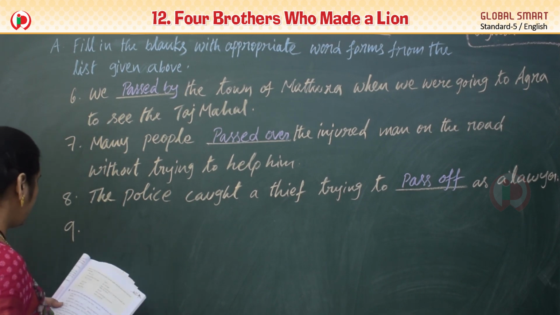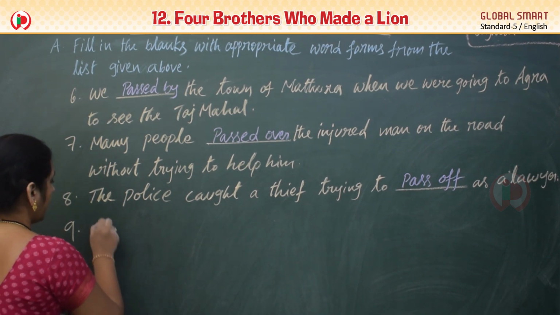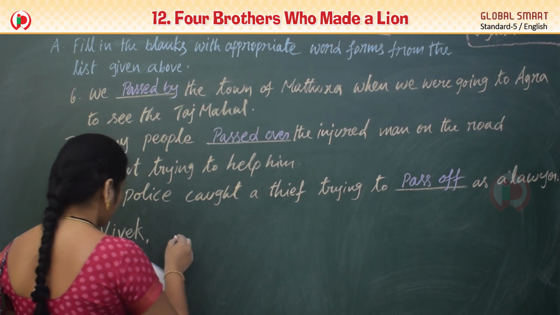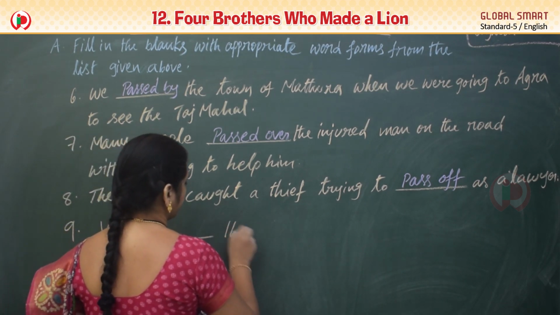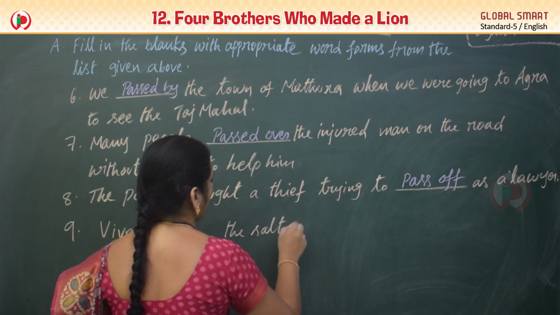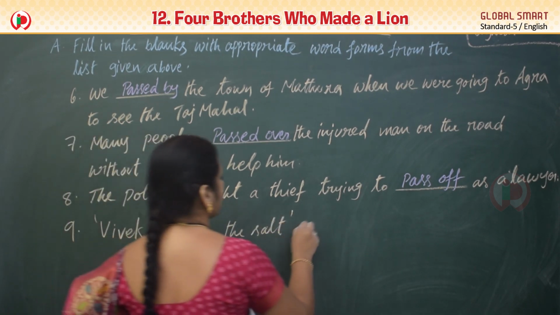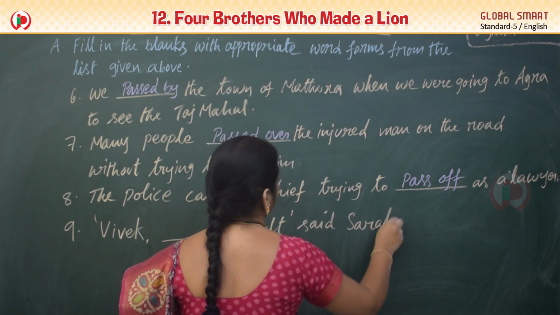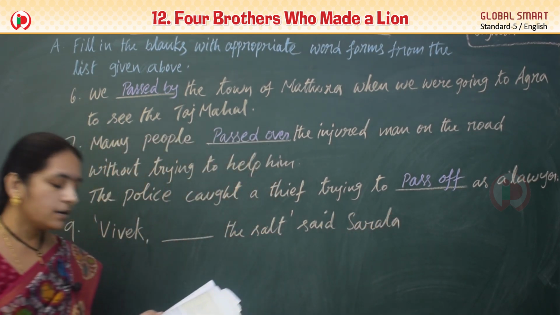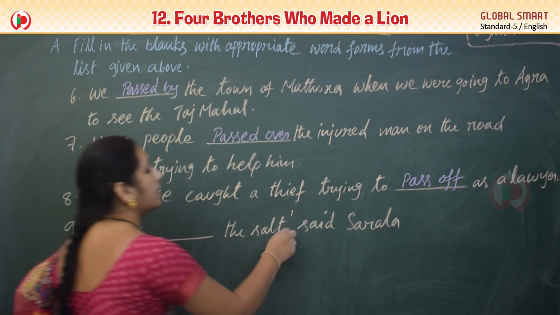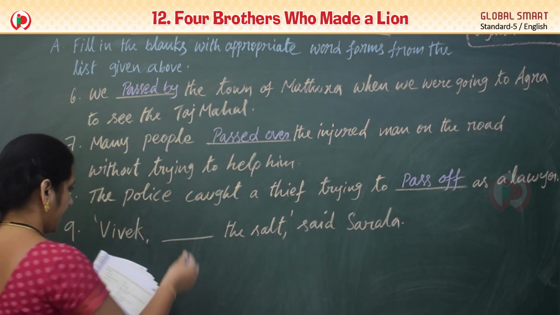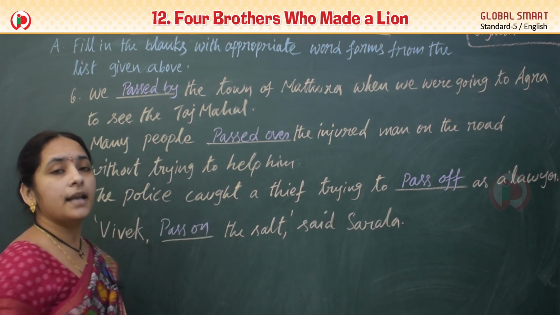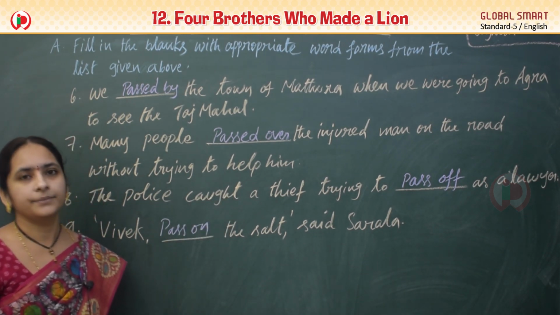Next one, the ninth one. What do we have? Vivek, dash the salt, said Sarala. So what here? What did Sarala say? Pass on the salt. Right? Generally you pass on that book, pass on that pen, like this we say. Pass on the salt. Okay.